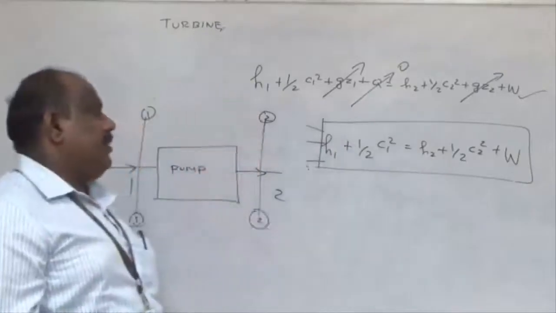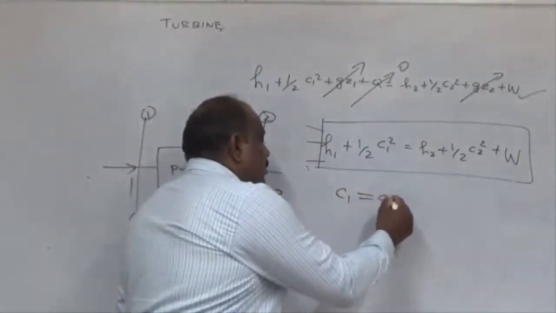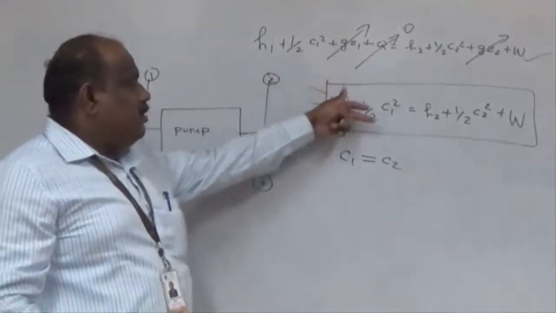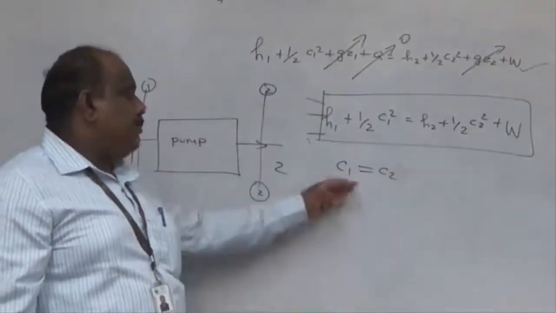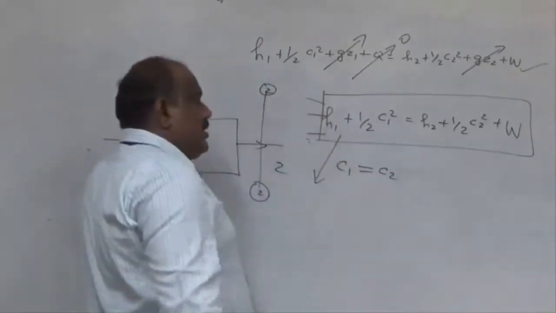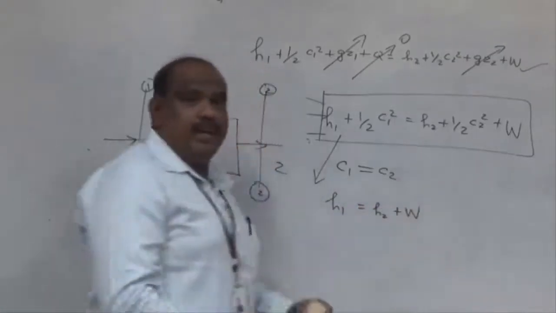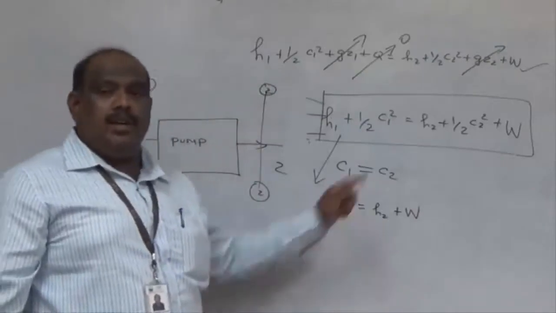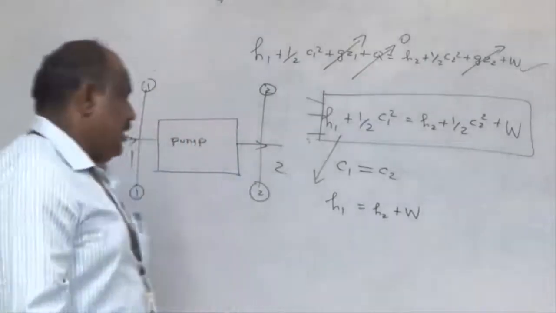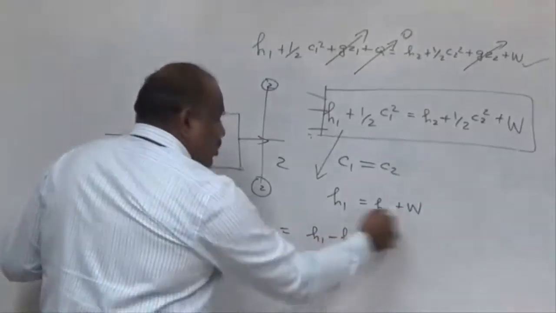In case of a pump, when you handle an incompressible fluid, almost C1 will be equal to C2. Whereas in case of a blower or fan, C2 may be different from C1. But in case of a pump, the velocity remains almost the same. Which means this expression further reduces to H1 is equal to H2 plus W. Why? Because a pump handles an incompressible fluid like water or oil. Now what is W? W will be equal to H1 minus H2 from this expression.